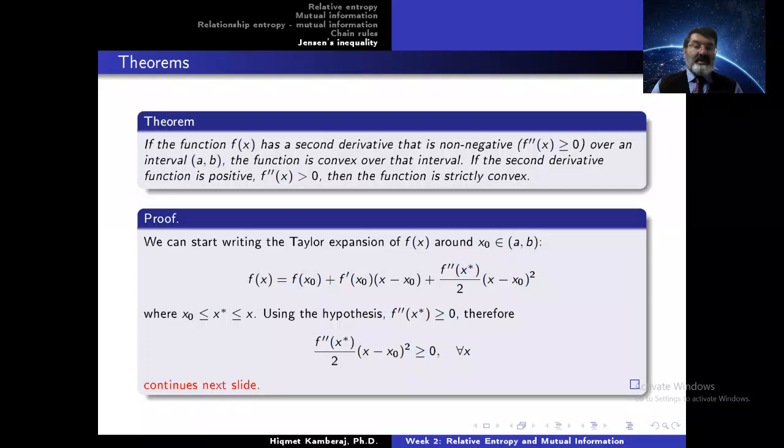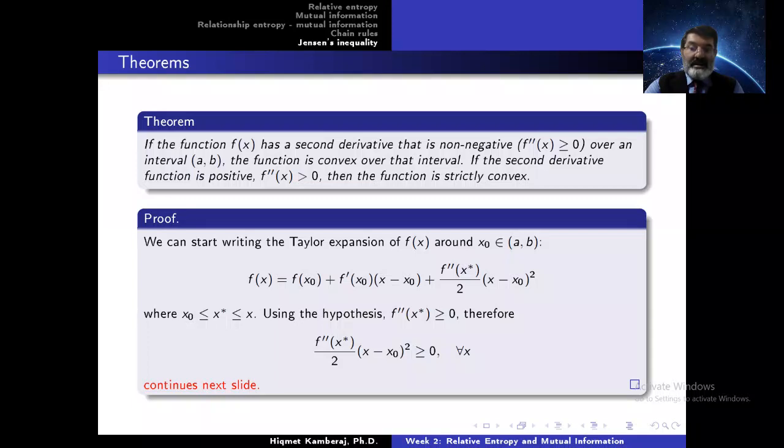Now we can prove this theorem. All right? First, we can start by writing the Taylor expansion of f of x around some point x0 in the interval ab. Then we can write f of x equal to f of x0 plus the first derivative of f with respect to x evaluated at x0 times x minus x0, plus the second derivative divided by 2 evaluated at some point x star times x minus x0 all squared.